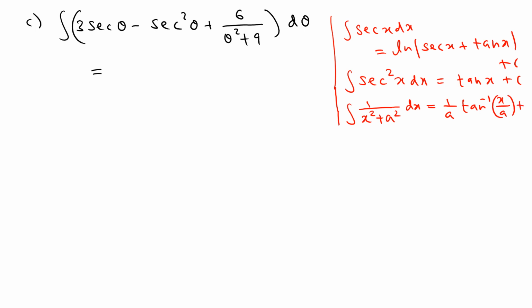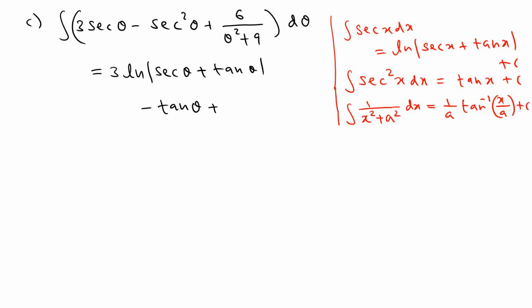So that's the formulas that we can use for this problem. That means you can write the solution here. For the first one, it is 3 natural log secant theta plus tan theta. So that's the first one. For the second one, it is easy. It is secant squared, which means simply tangent theta.